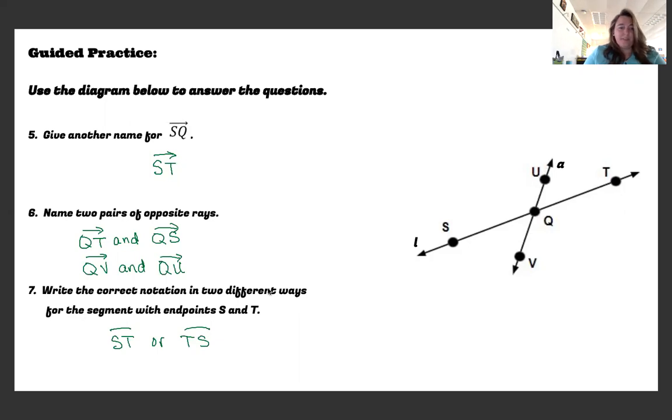And the third one was to write the correct notation in 2 different ways for the segment with endpoints S and T. So here's my segment. They're part of the line ST, but if I want to say the segment ST, that means S and T have to be the endpoints. So segment ST is one way to write it, but you could also reverse the letters and say segment TS.